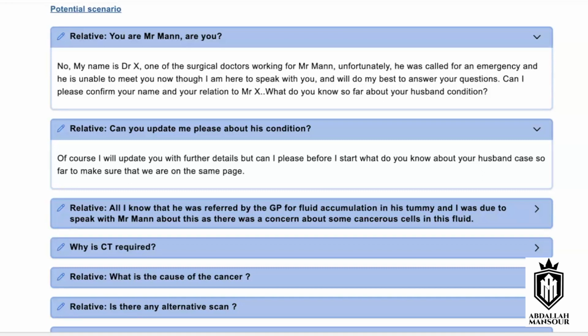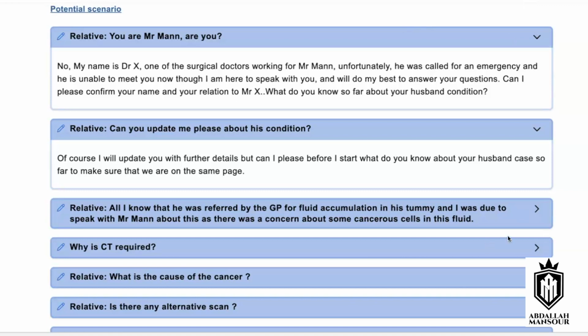Okay, I'll try to explain this to you again. We took a fluid out of your father's tummy that shows some cells which are cancer cells, and to find out where it is originally coming from and what type of cancer your father has, we need to investigate more. For that, we're going to do further investigations, a CT scan, which is one of those. Yes.